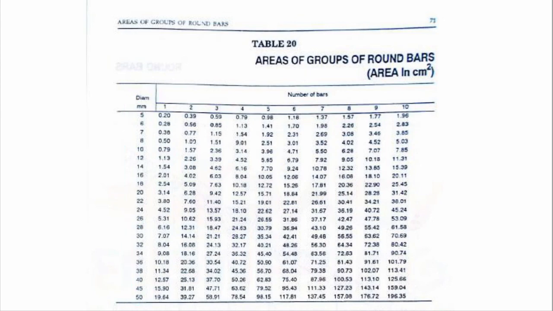Regarding our chapter, singly reinforced beams, what diameter of bar to take we'll be discussing later on. And here on the x-axis you can see the number of bars, 1, 2, 3 up to 10. A maximum of 10 bars you can place in a single row. And the values mentioned here are in centimeter square, mind that.